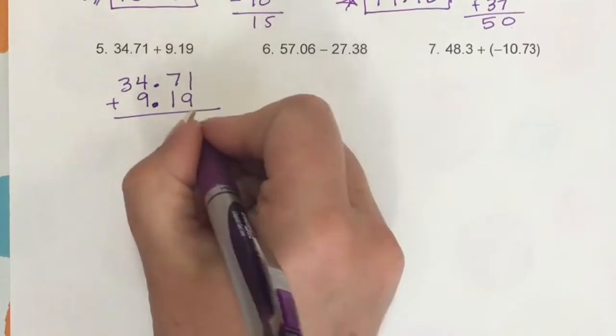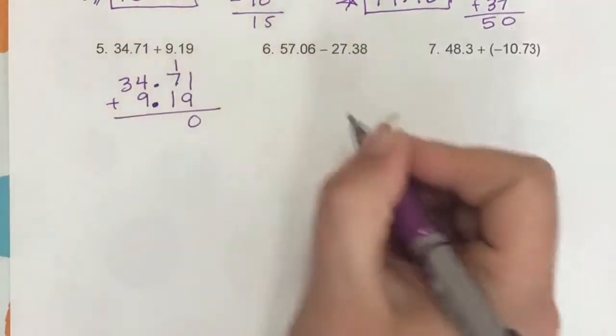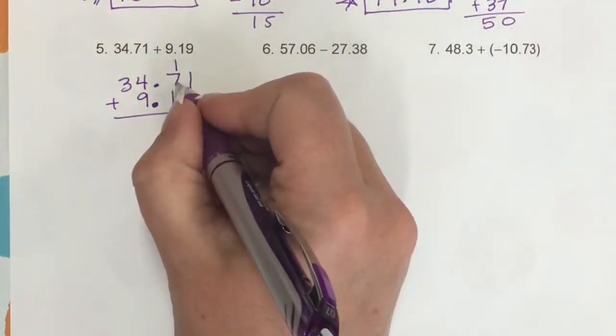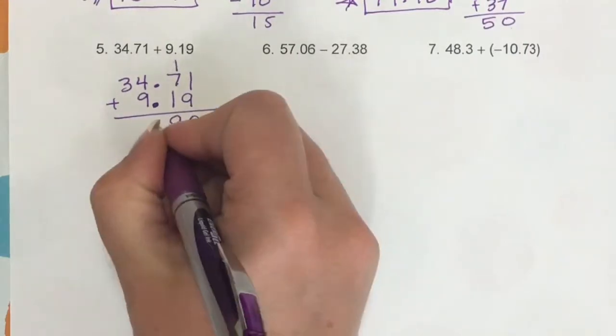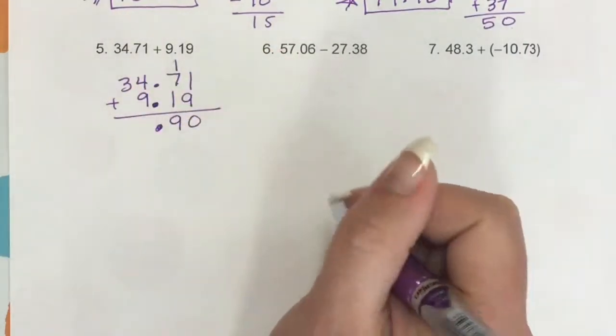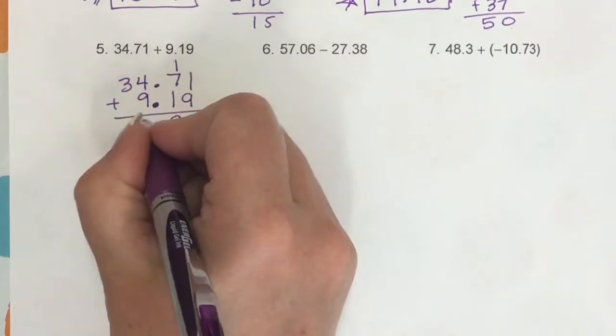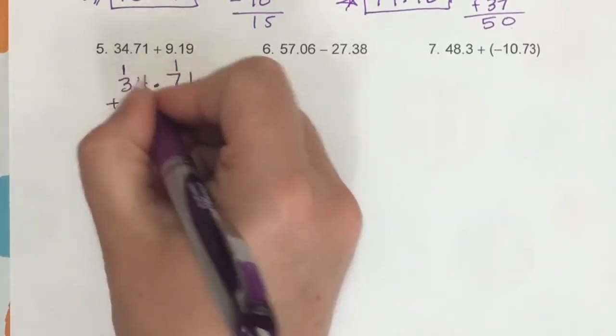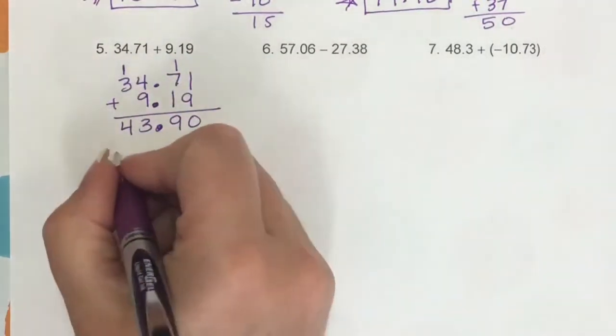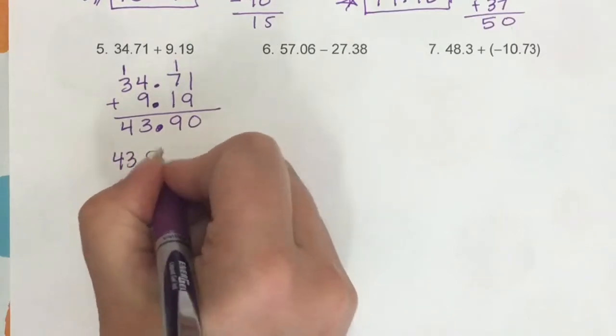So 1 plus 9 is 10. Write the 0, carry the 1. 1 plus 7 is 8, plus 1 is 9. And then that decimal just carries straight down. 4 plus 9 is 13. Carry the 1. And we got 1 plus 3, which is 4. So that's our answer, 43.90.